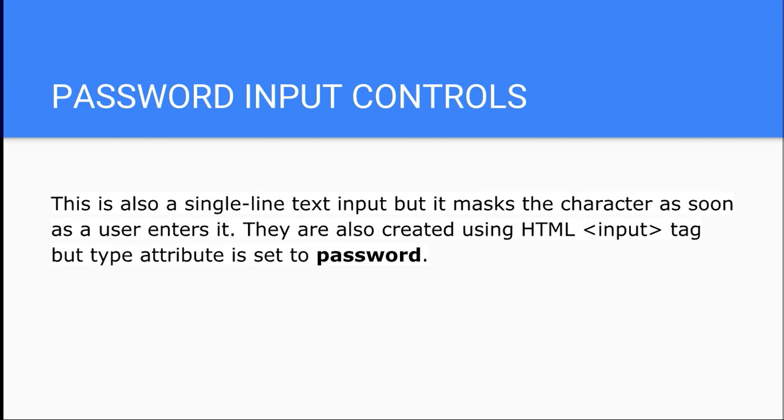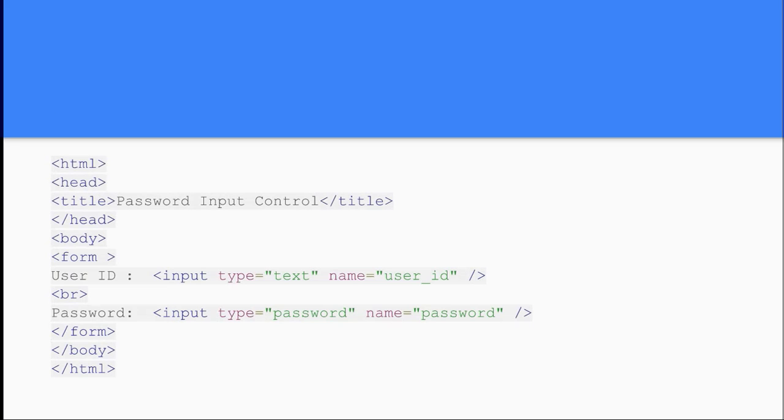And the next option is password input controls. This is also a single line text input, but it masks the character as soon as the user enters it. They are also created using the HTML input tag, but the type attribute is set to password. Let's have a look at this example here.